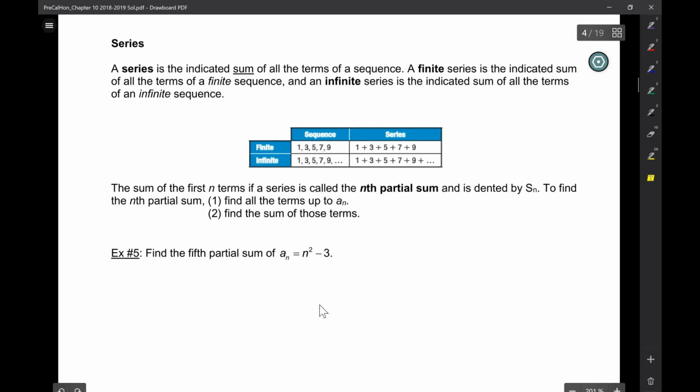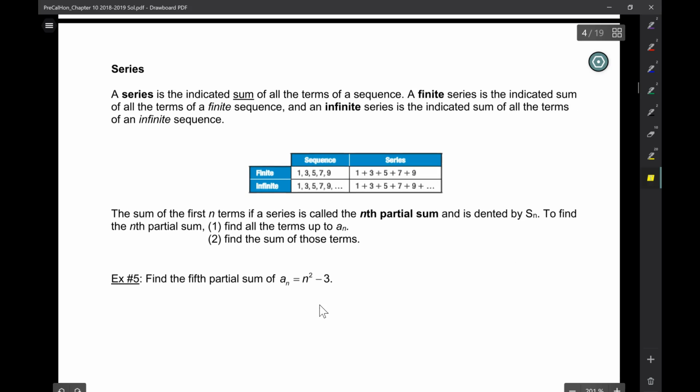Today we're going to move on to series. A series is the indicated sum of all the terms in a sequence. So you get your sequence, that's a list of numbers. Now if you replace the commas with plus signs and you take the sum of all those numbers, that becomes a series. Now, there is a word here that I kind of glossed over. I said the series is the indicated sum.